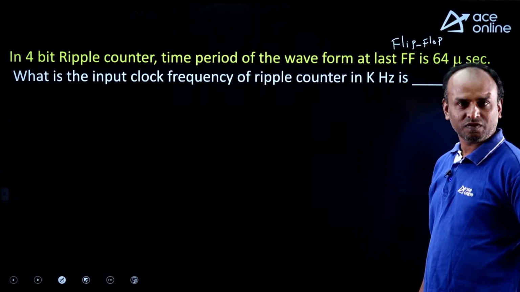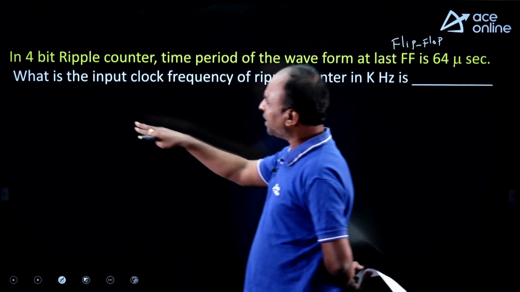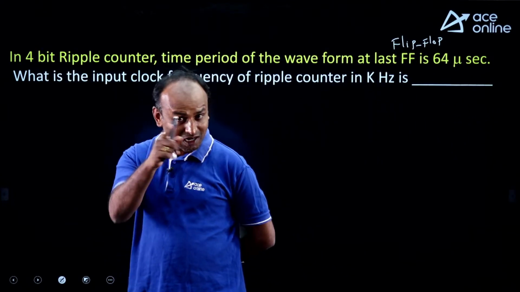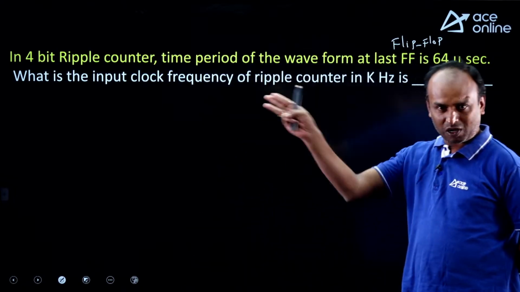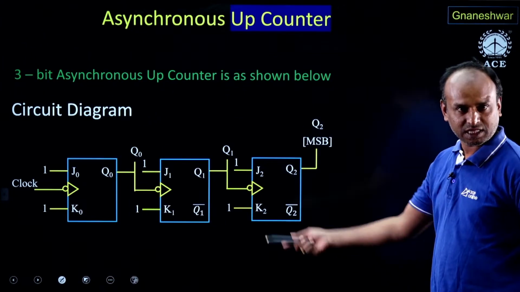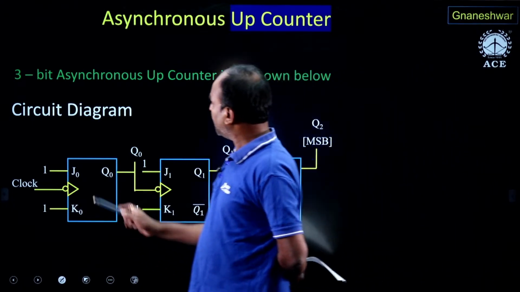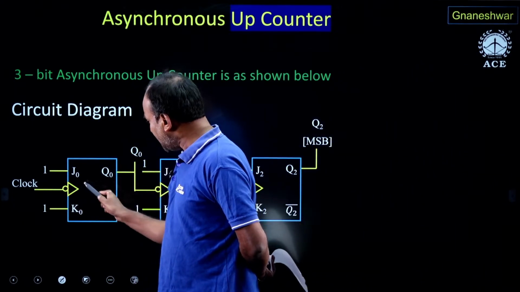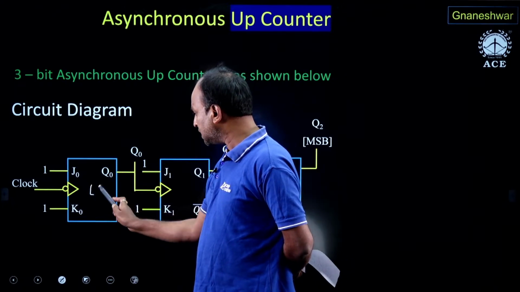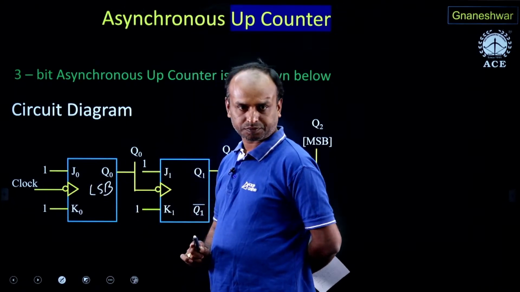Already in the classroom, we were nicely discussing the ripple counter, the asynchronous counter. The question paper gives a 4-bit ripple counter, but in the classroom we were discussing a 3-bit ripple counter. Observe, this is a 3-bit ripple counter, but the question is about a 4-bit ripple counter. What is the ripple counter here? Asynchronous ripple counter. This is the LSB bit, and the direct input clock frequency is at the LSB.